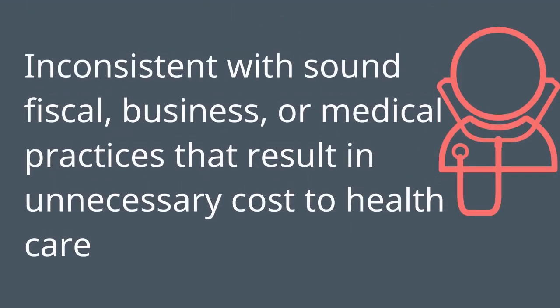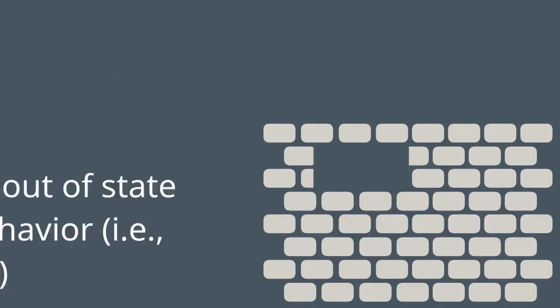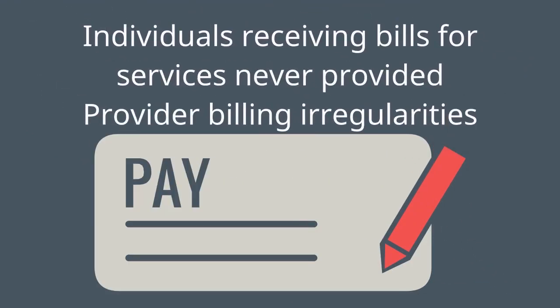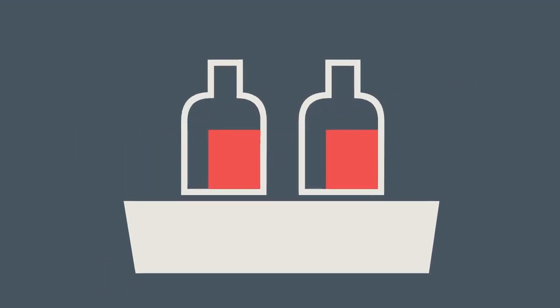Provider fiscal abuse. Fraud can include provider practices that are inconsistent with sound fiscal, business, or medical practices and result in an unnecessary cost to the Medicaid program or in reimbursement of services that are not medically necessary or that fail to meet professionally recognized standards for health care. It also includes recipient practices that result in unnecessary cost to the Medicaid TennCare Cover-TN program. Examples of cases that the Office of Inspector General investigates include unreported income or insurance, TennCare Cover-TN recipients living out of state, drug-seeking behavior, incarceration, individuals receiving bills or EOB statements for services never provided, provider billing irregularities, over or underutilization of healthcare services, and misrepresentation of credentials. Provider fraud involves not only doctors, but nursing homes, home health, durable medical equipment, pharmacies, mental health facilities, laboratories, transportation, and dentists, to name a few.